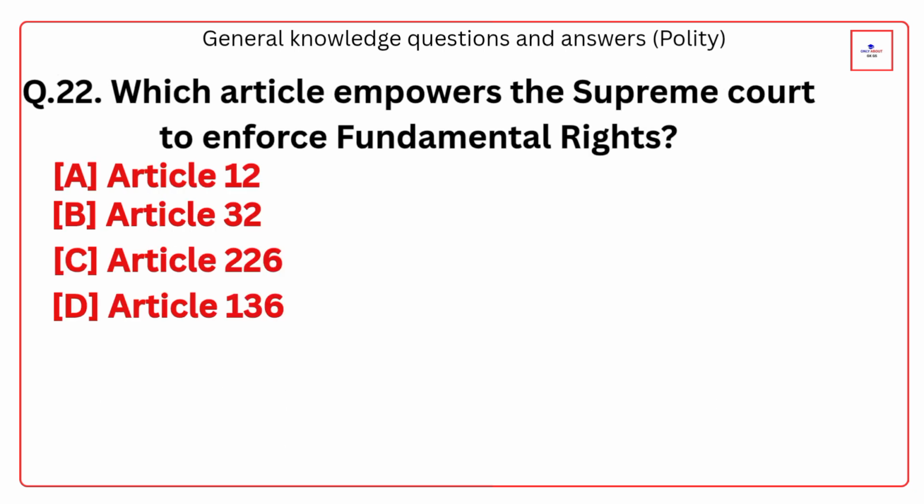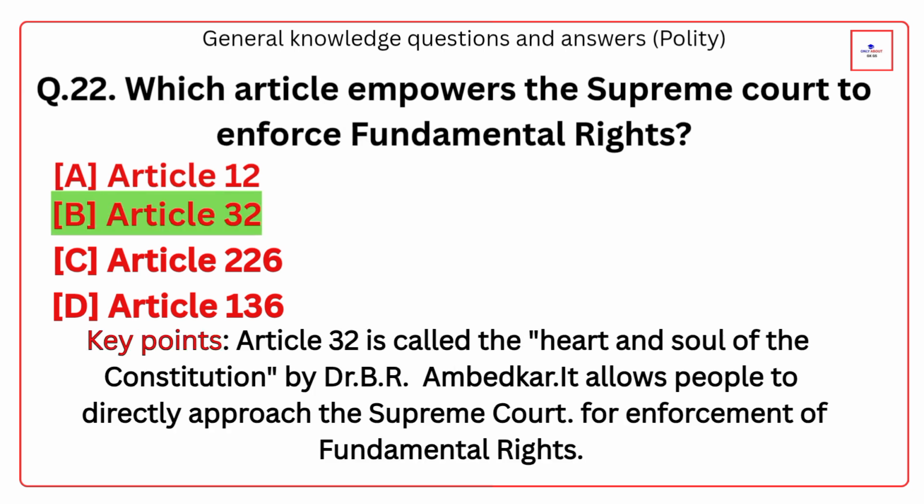Which article empowers the Supreme Court to enforce fundamental rights? Correct answer is Article 32. Article 32 is called the heart and soul of the Constitution by Dr. B.R. Ambedkar. It allows people to directly approach the Supreme Court for enforcement of fundamental rights.